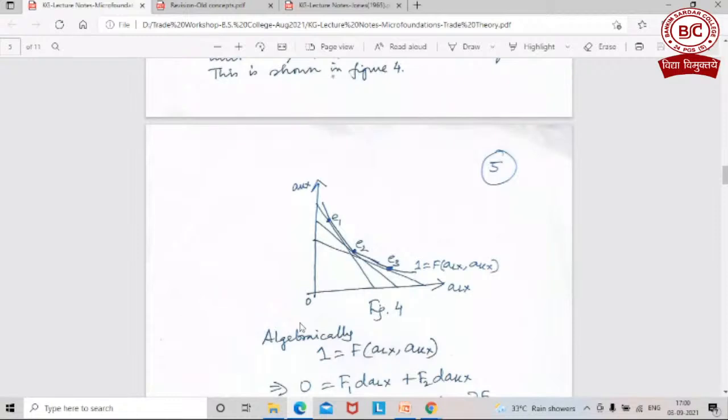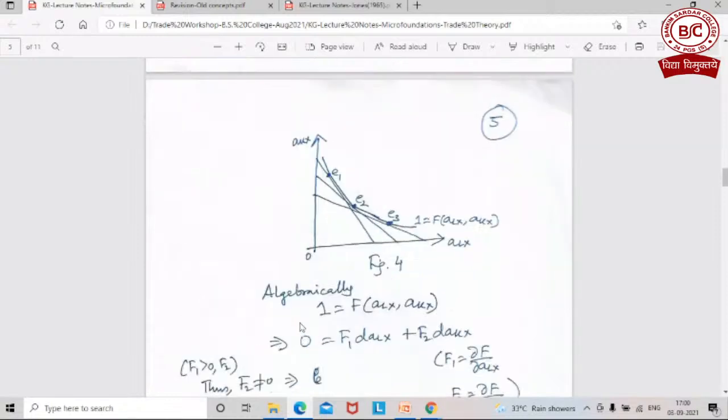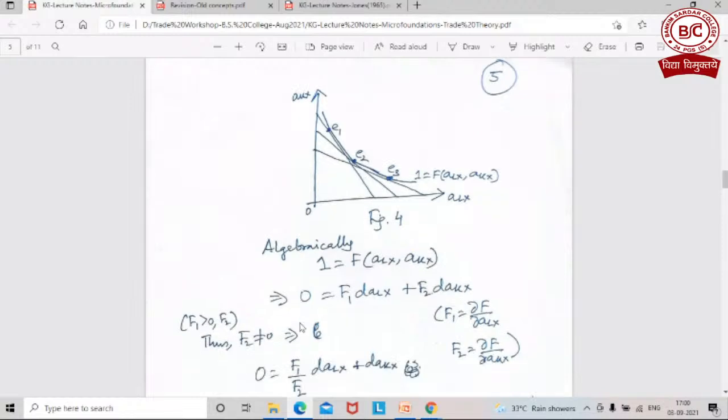Yes, sir. Okay. Now, algebraically, how can I show this? Now, we know that 1 equals F of ALX, AKX is the unit isoquant. Now, we take the total differential. F1 is the marginal productivity of labor to produce one unit of output, and F2 is the marginal productivity of capital to produce one unit of output. F1 is the first partial derivative, as mentioned here, and F2 is the partial derivative of F with respect to AKX. Without loss of generality, we do not consider F2 to be zero. And F1, of course, is positive. In fact, F1 and F2 both are positive.